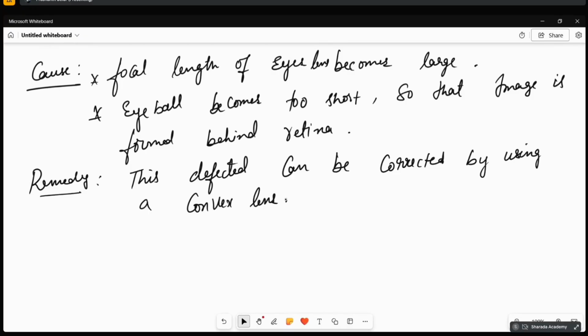Draw the diagram for that. For a normal eye, the image falls on the retina. For hypermetropia, it falls after the retina. Now you will put a convex lens so that the image is formed on the retina. You have to draw like that.